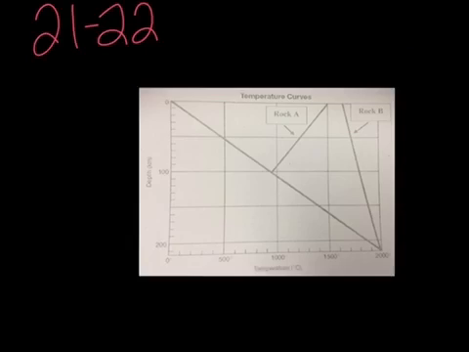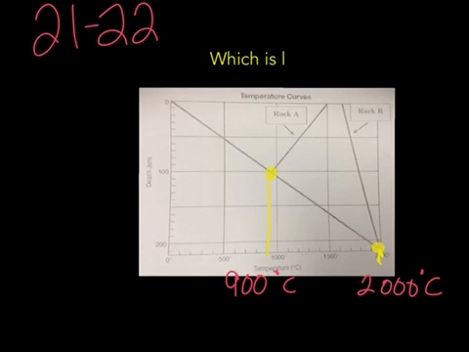Recrystallization. So with recrystallization, we needed to talk about the melting temperature of rocks. So I've put the intersection of both rocks on this temperature curve on the paper. For rock A, the intersection, I pulled it down. It's about 900 degrees Celsius. For rock B, that line hits the graph at about 2,000 degrees Celsius. So those are the melting temperatures of those two rocks.